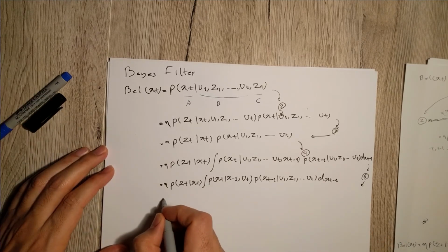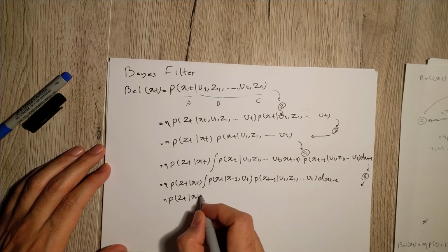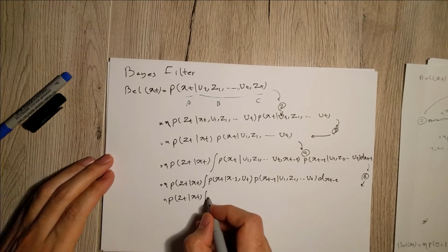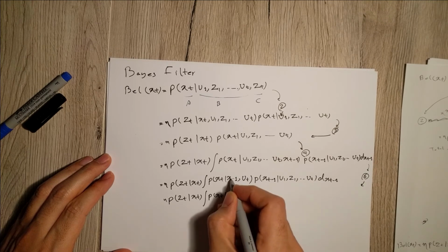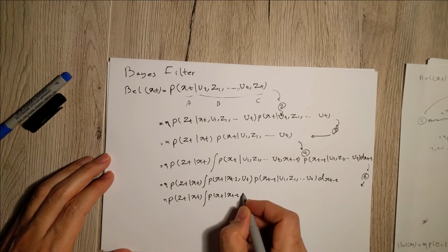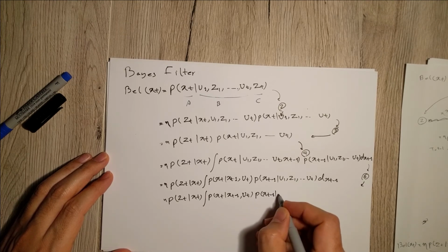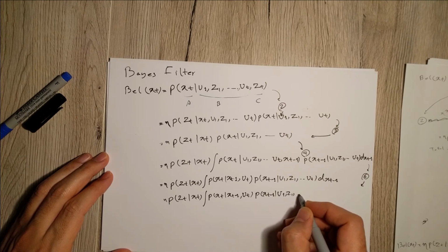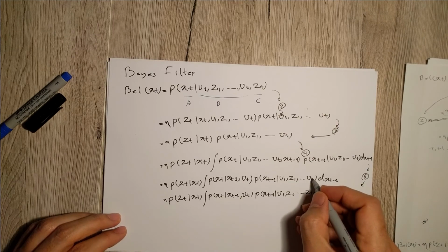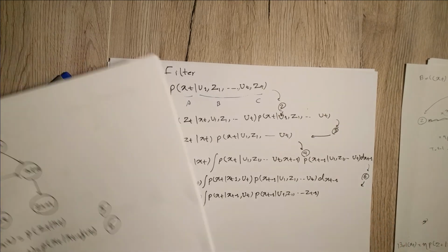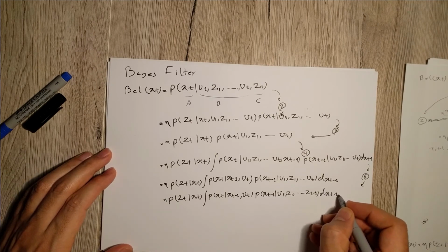So I can use the Markov property again and write it down as the probability of zt given xt, divided by, p of xt given xt minus 1 and ut, multiplied by probability of xt minus 1 given u1 z1 to ut and ut minus 1 and zt minus 1, and it doesn't depend on the motion command at time t. You can see here this guy is not dependent on this guy, over all d of xt minus 1.